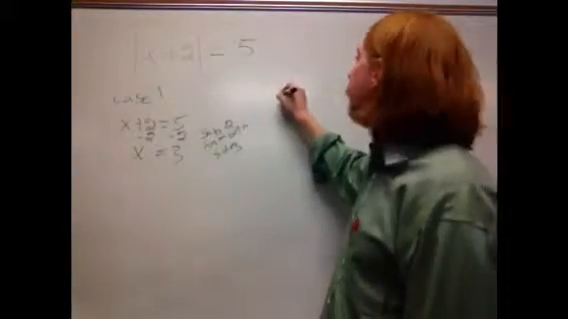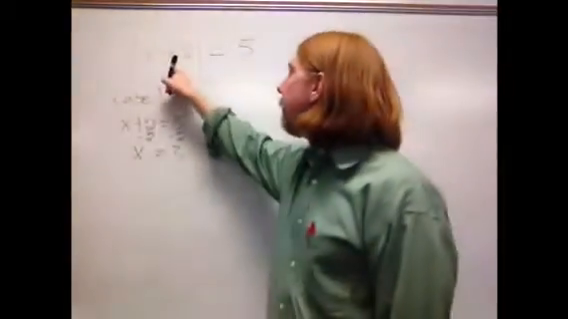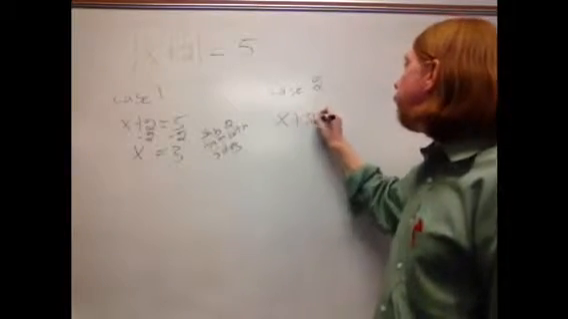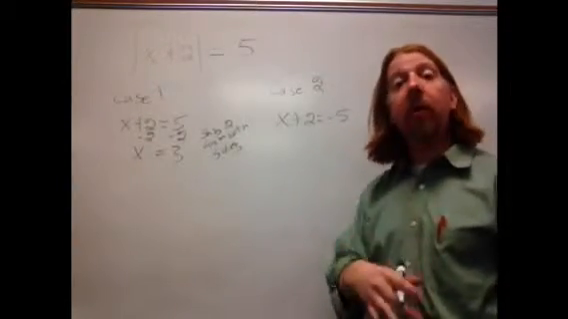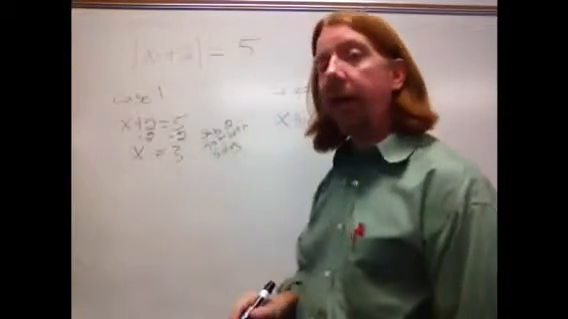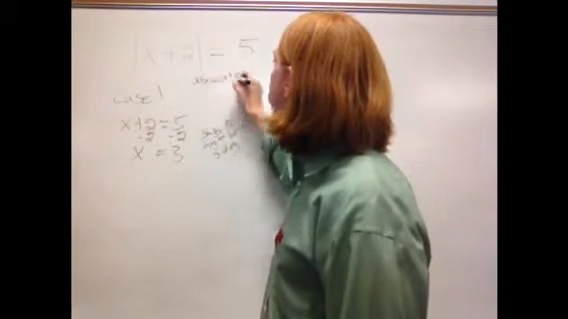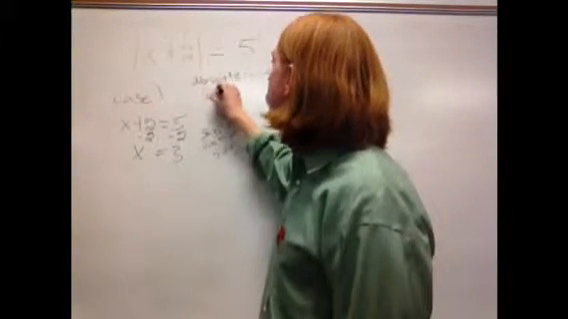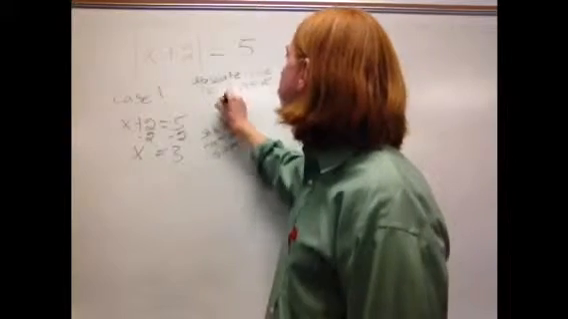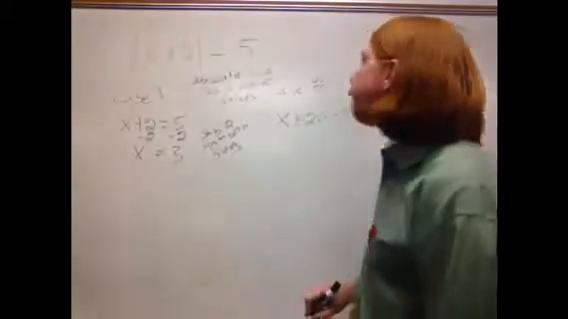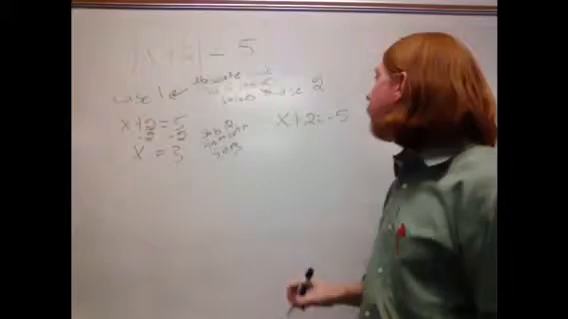When I talk about the other possible case, case 2, I can say, well, maybe that number in there is a negative 5. x plus 2 is equal to a negative 5. Now this is also where the writing becomes important, because when you do these problems, I want you to write, when you split your cases, absolute value has 2 possible values. So now in case 2, I say it's a negative 5.